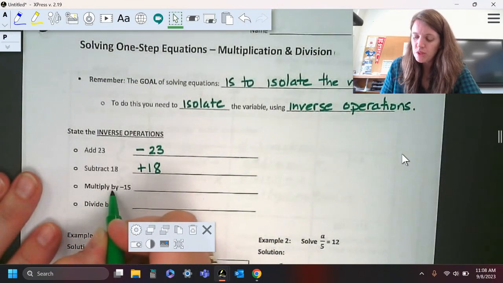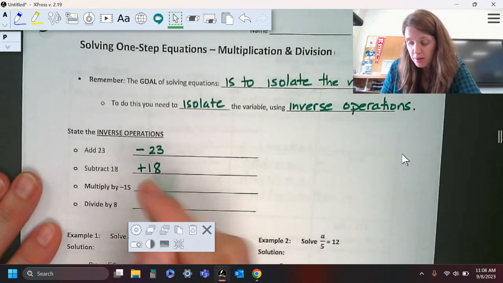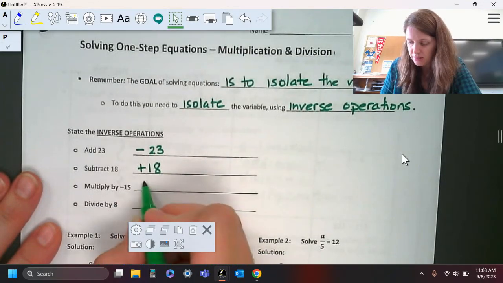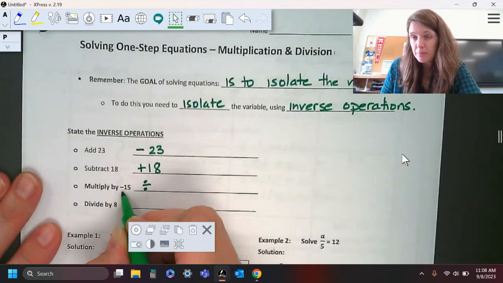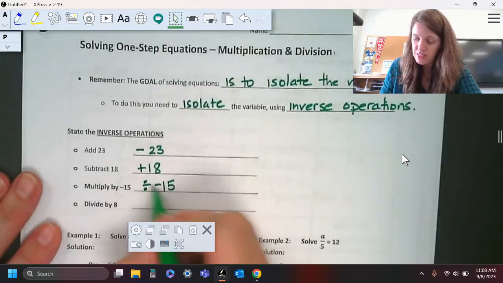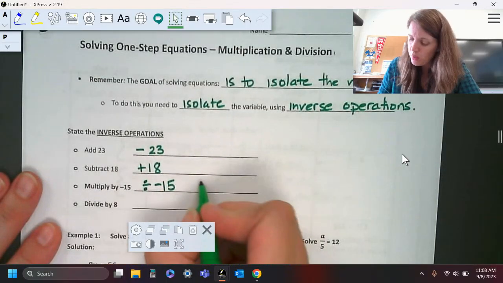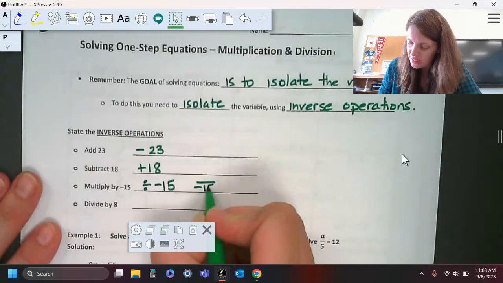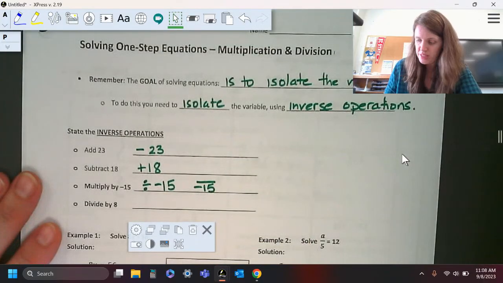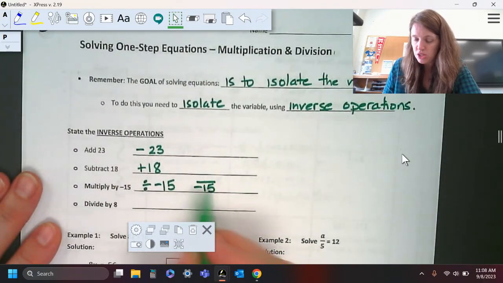If we're multiplying by negative 15, the opposite is dividing, right? It's dividing, but it's not dividing by a positive 15. It's dividing by the exact same number, so we're dividing by a negative 15. I've written it like this the first time because that's what you're going to type in your calculator. But when I write it in my math problems, I'm going to write it as this: dividing by 15, I'm going to draw a line and then draw 15. So these two things are the same, okay?